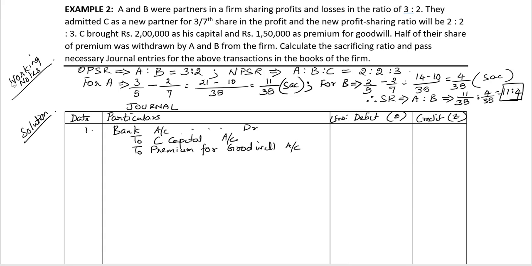Total cash received by the firm: 2 lakh plus 1,50,000 rupees, 3,50,000; 2 lakh in the form of capital and 1,50,000 in the form of premium for goodwill. Narration: Being capital and premium for goodwill brought in by partner C.